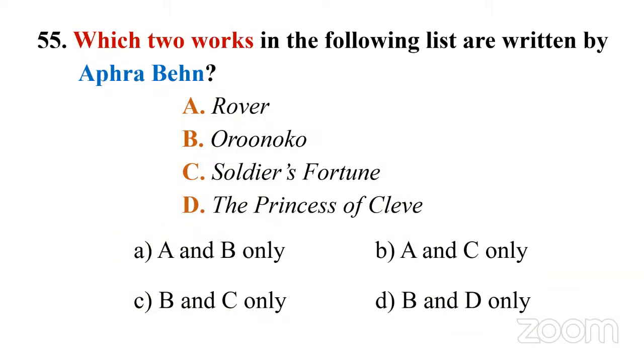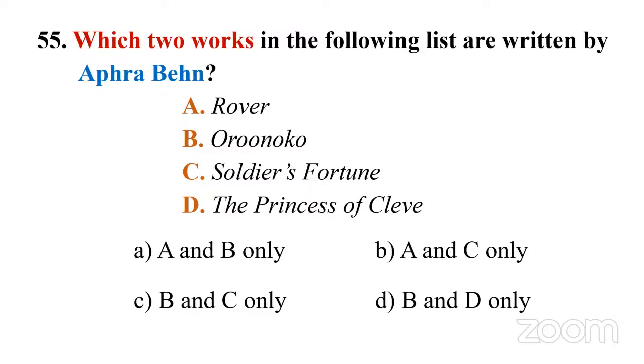Which two works in the following list are written by Aphra Behn? A, The Rover. B, Oroonoko. C, The Soldier's Fortune. D, The Princess of Cleve. This is rather a straightforward question, because Aphra Behn, a Restoration playwright and novelist, is known for her famous work Oroonoko, if you're aware of that. Then you can eliminate only one option, by the way, B. Then we have either A and B, The Rover and Oroonoko, or option C, B and C only, Oroonoko and The Soldier's Fortune, and option D, Oroonoko and The Princess of Cleve.